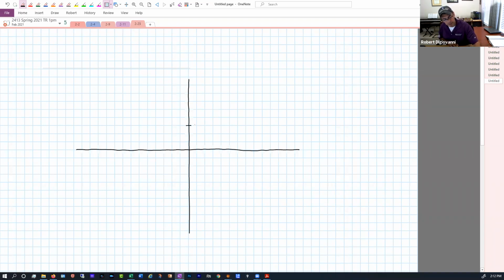I need to label some things here. 1, 2, -1, -2, -1, -2, 1, and 2. Okay, I'm going to draw a very basic function here. It's going to start here, go up to here, go over to here, and then come down to here and stop. Okay, I'm going to call that function f.